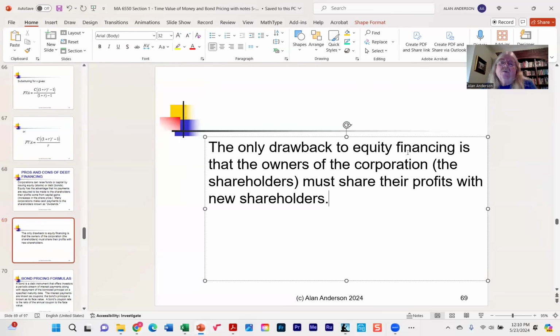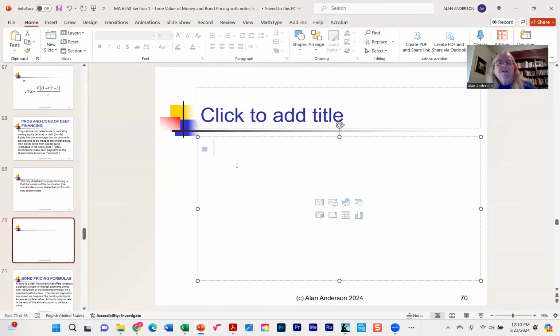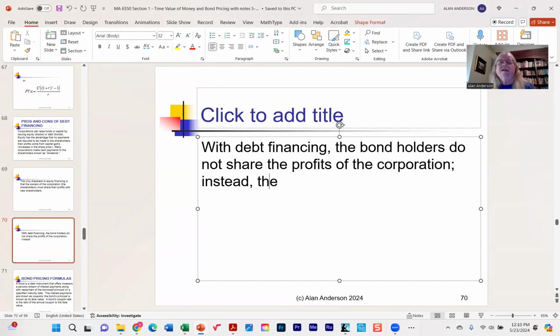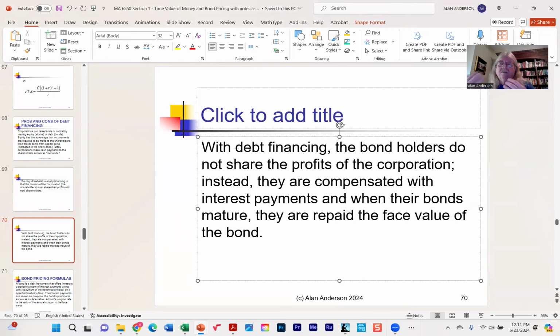Now, on the other hand, what's so great about bond financing or debt financing? Okay, with debt financing, the bondholders do not share the profits of the corporation. Instead, they are compensated with interest payments. And when their bonds mature, they are repaid the face value of the bond. It's exactly like a loan.